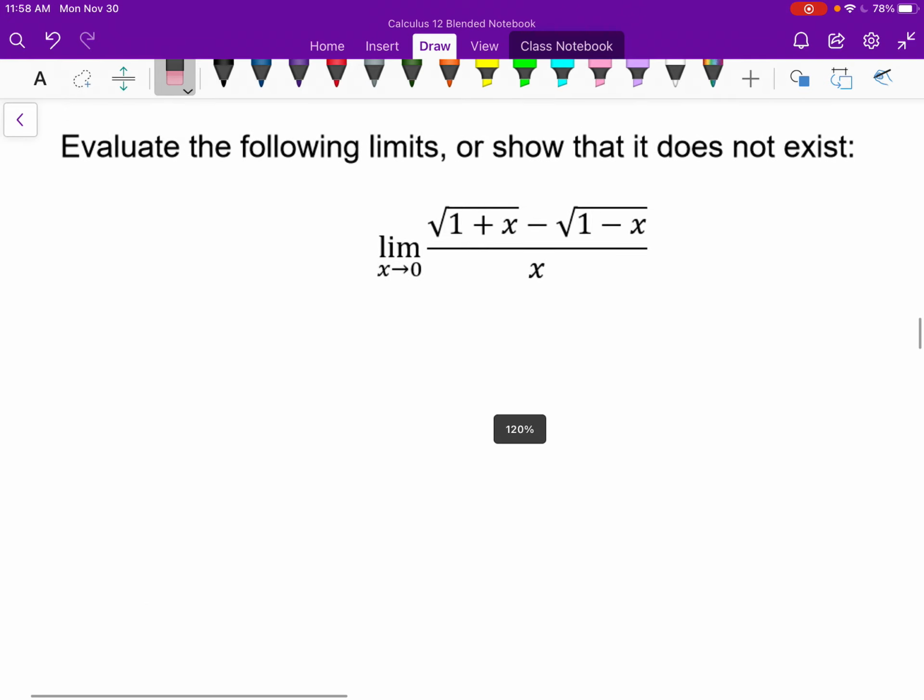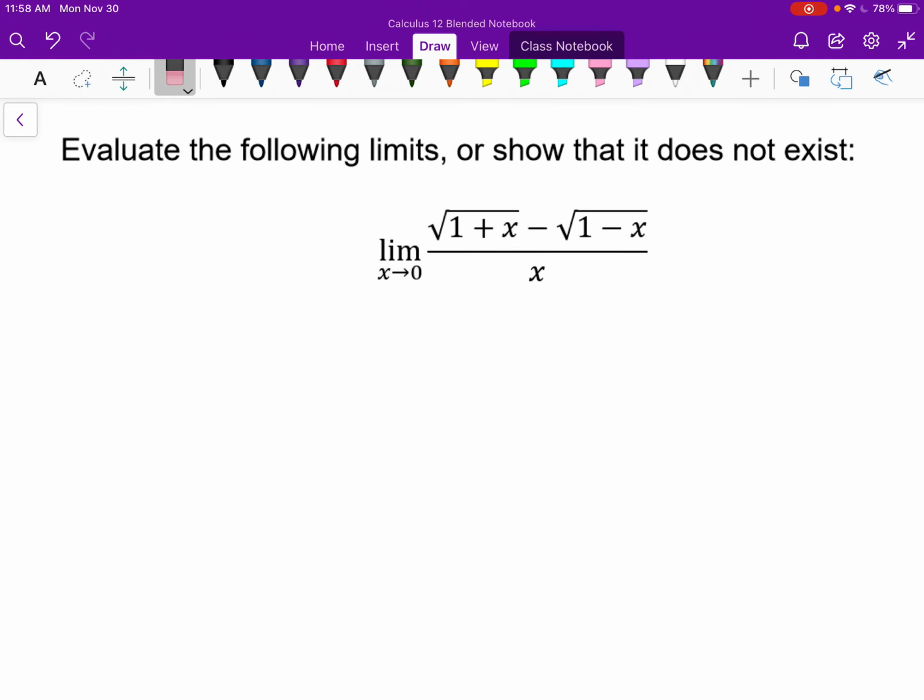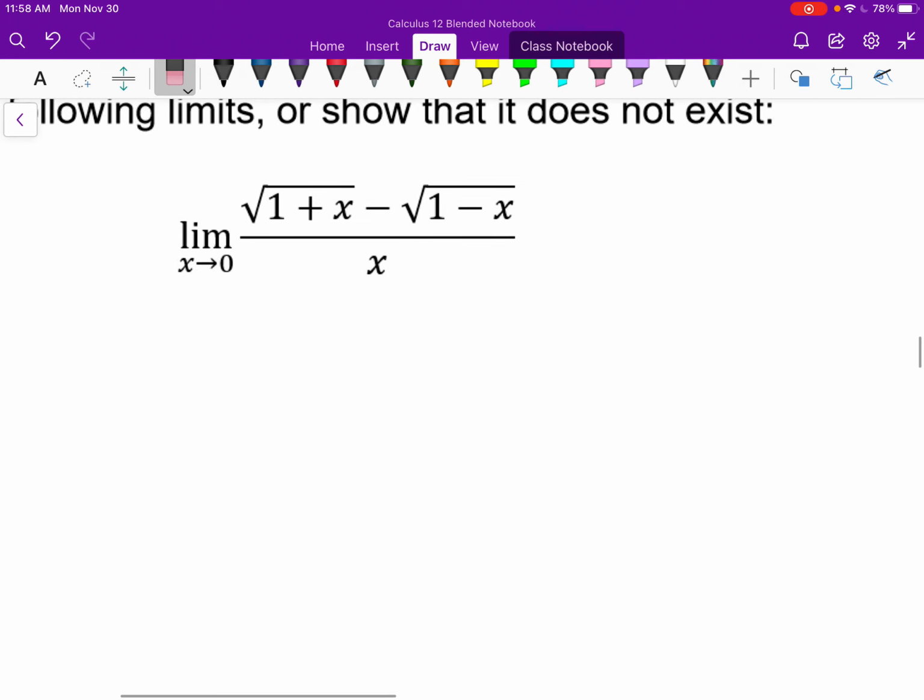The last example is kind of the messiest, but again, don't assume it has to take a ton of steps. I want to evaluate this limit. Notice if I replace x with 0, I'm dividing by 0, so that does me no good. So what can I do here? Well, I can use the conjugate again here.